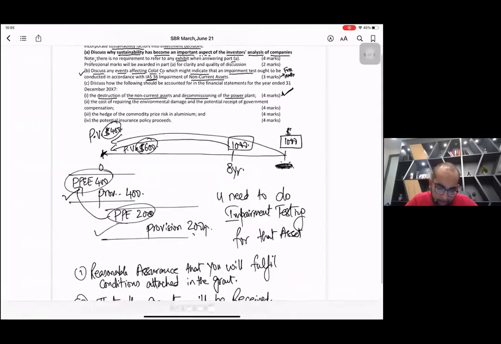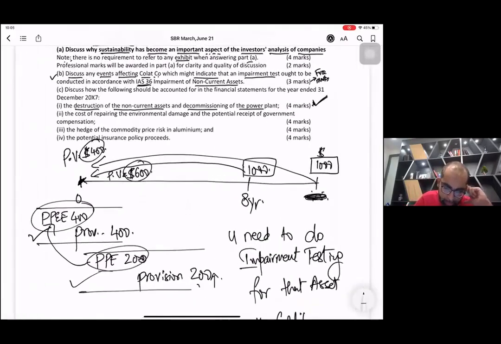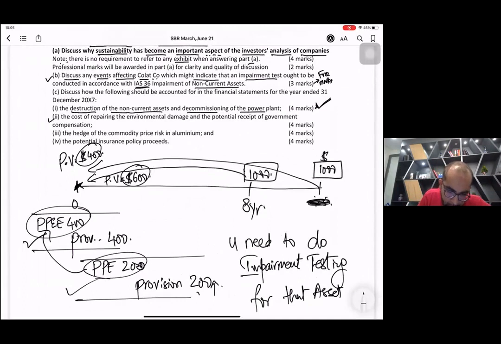So see this requirement, please. I just discussed this part. Point number 2, the cost of repairing the environmental damage, I just discussed, and the potential receipt of government compensation. Yes, somebody is asking, if it was approved before the authorization of financial statement, before the signing off, yes, this will be an adjusting event, because at the year end the condition exists. We applied before the year end. Yes.